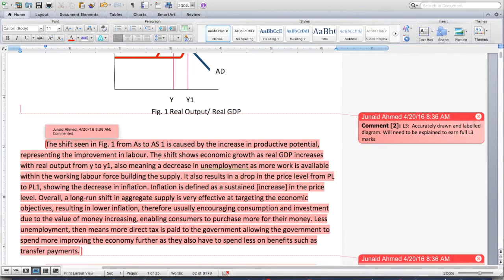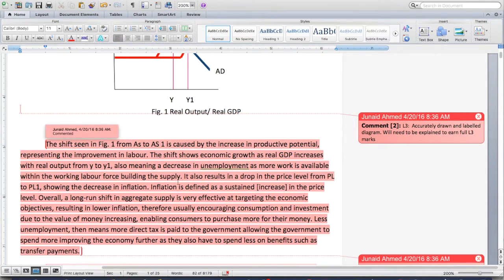So if you look at this first sentence, it says the shift to AS1 is caused by the increase in productive potential, representing the improvement in labor. Well, what's happened? What has improved about labor? You could put a comma, such as a government scheme investing in the training of workers in the manufacturing sector as well as various other sectors.